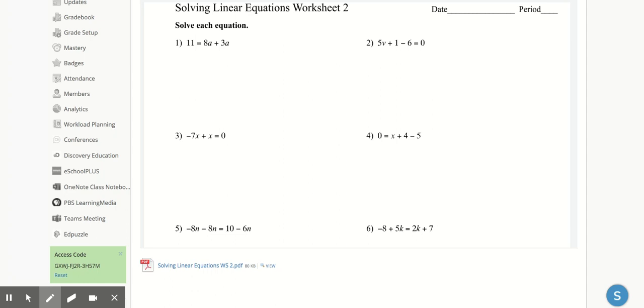We are going to continue with solving linear equations today, so similar to what we did yesterday. And I'm just going to walk you through a few more examples just to refresh your memory. So we'll just take a look at question 1 here.